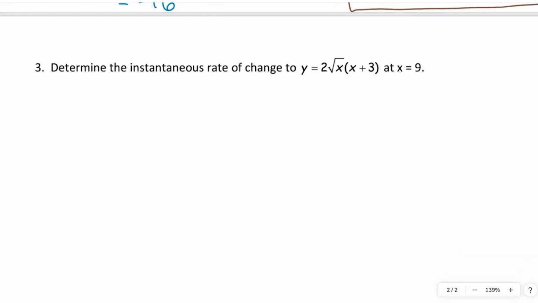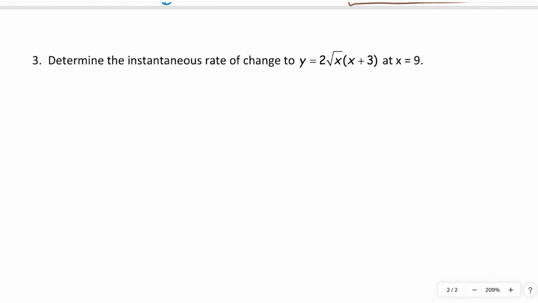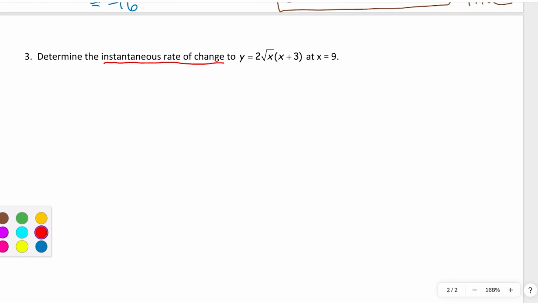All right, number 3, determine the instantaneous rate of change of this function. Now, let me just take a moment here and talk about instantaneous rate of change, because I think something that I haven't really done a good job differentiating here, sorry for using that word again, is the difference between instantaneous rate of change and average rate of change. So let's just take a little breather here and make sure we understand the difference.